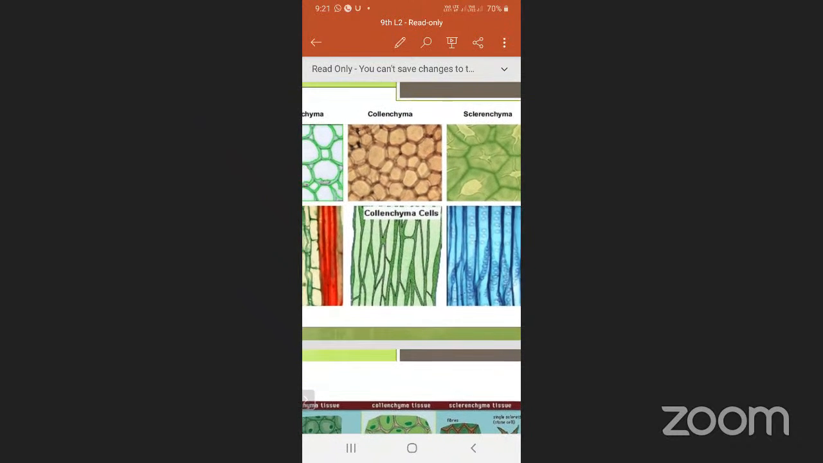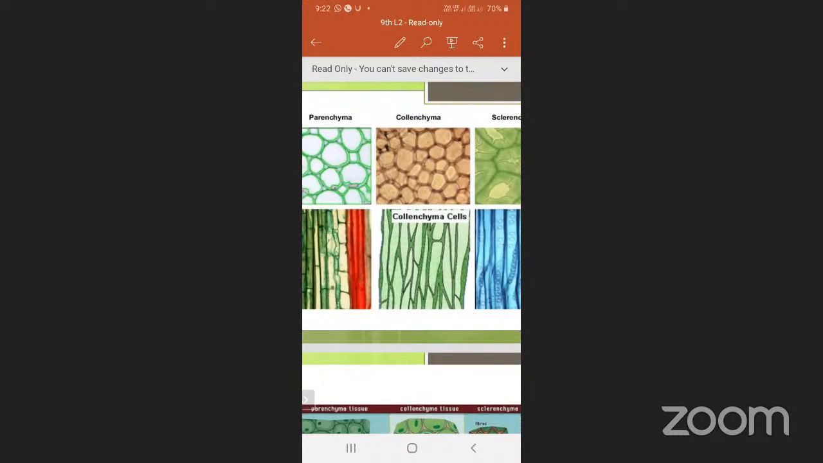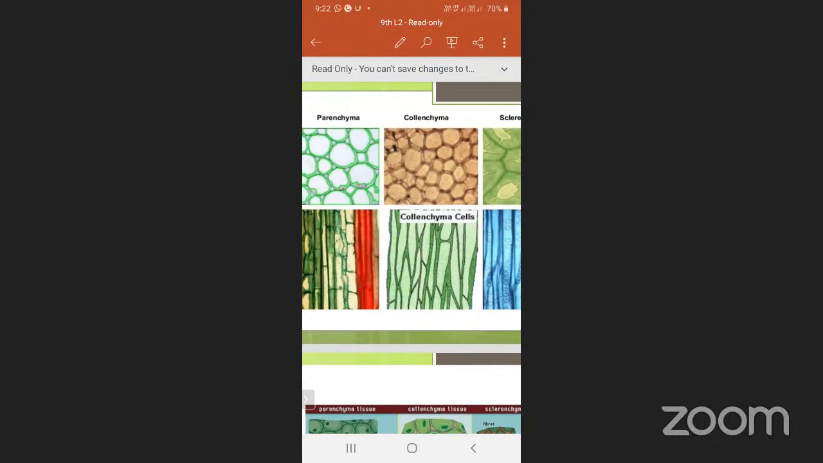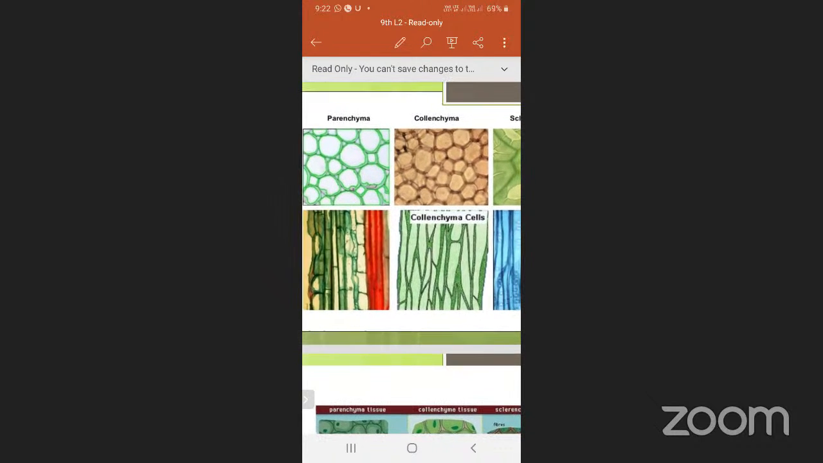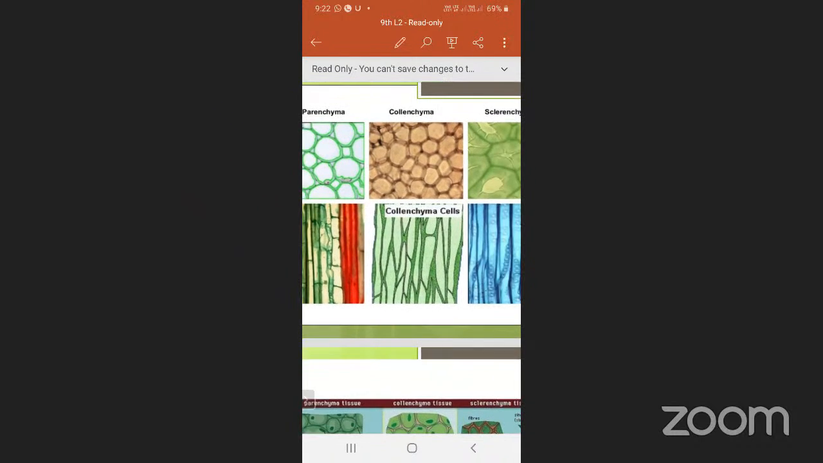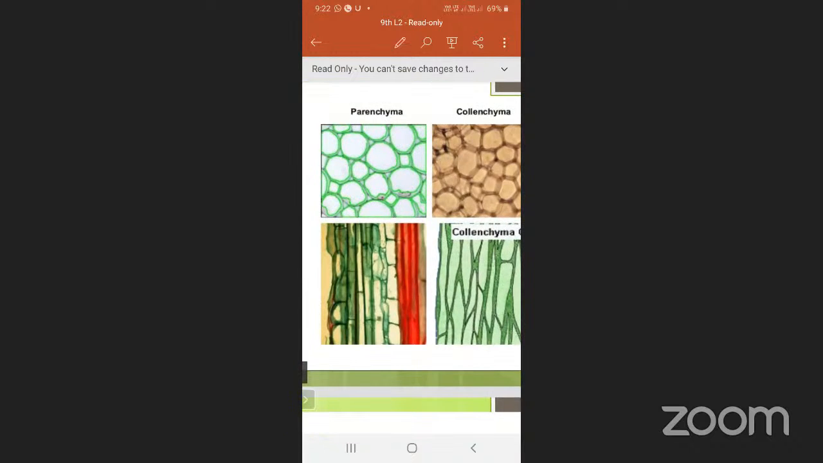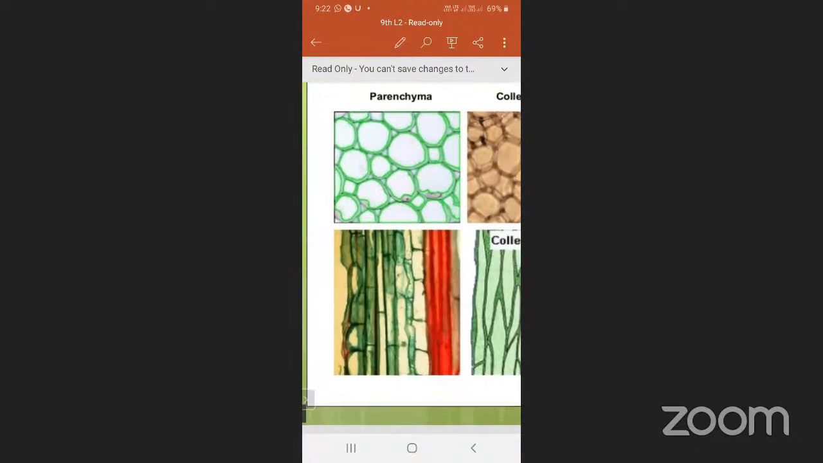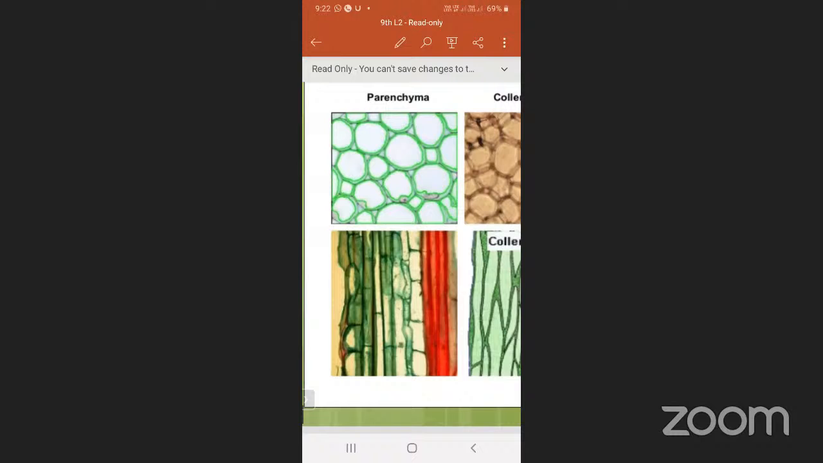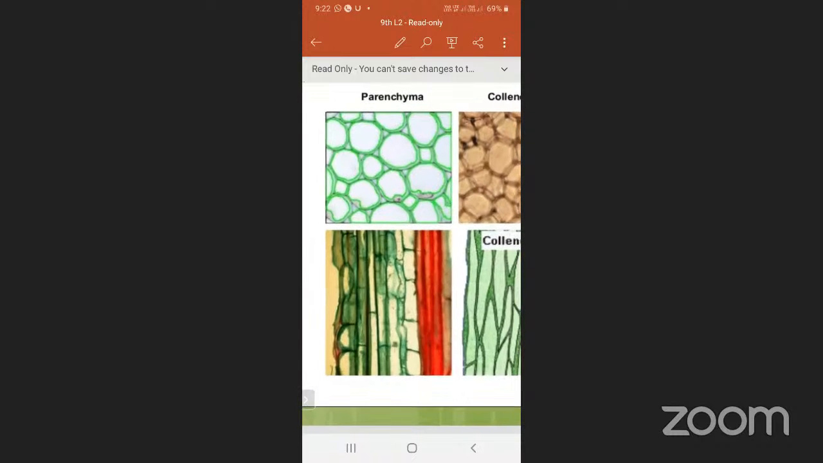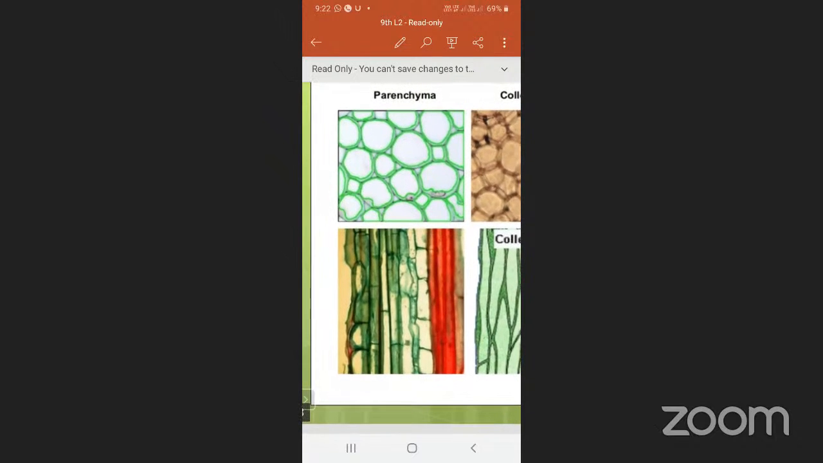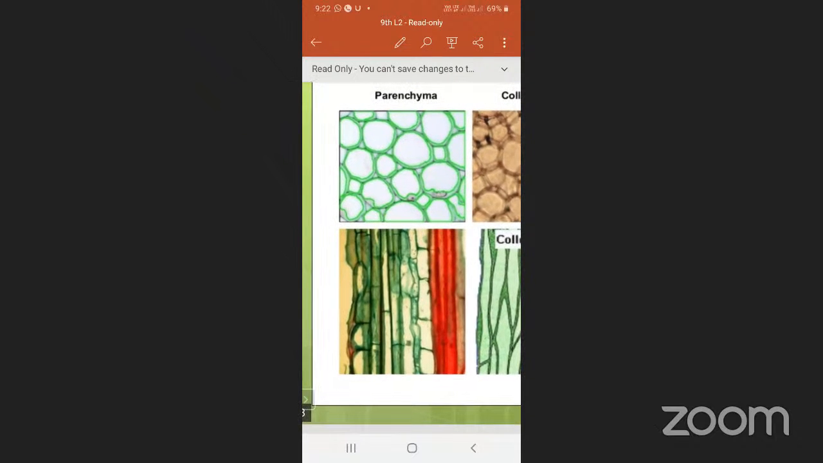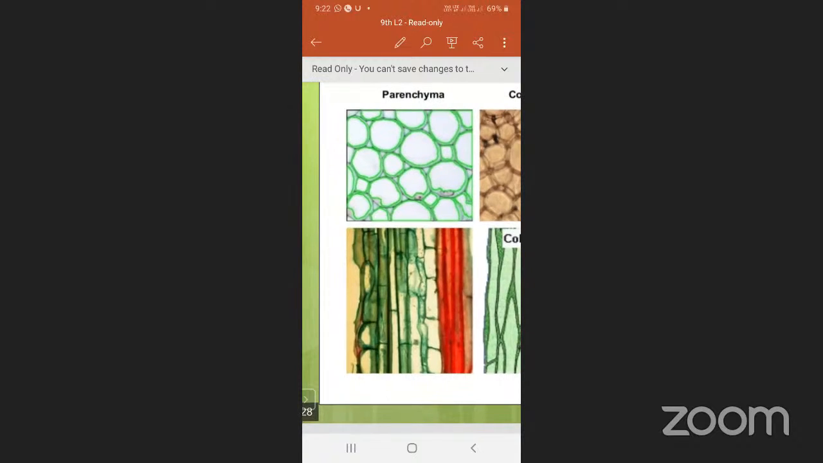In ground tissue, there are three different types: parenchyma, collenchyma, sclerenchyma. Then coming to parenchyma, in this again three are there. These parenchyma cells are soft, thin-walled, loosely packed. The parenchyma which contains chloroplast is called chlorenchyma.